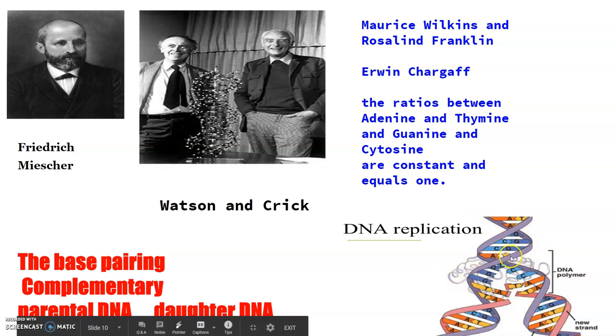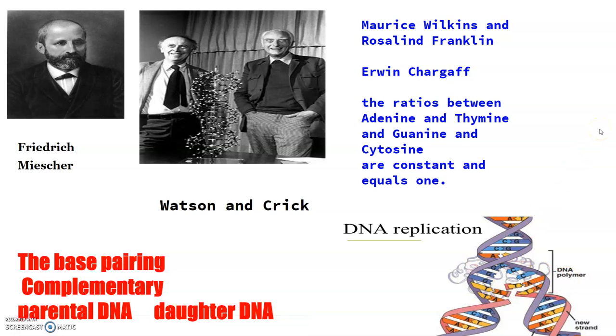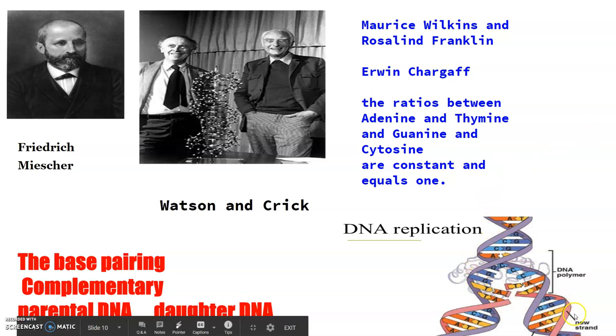So this is the parental DNA, and these are the daughter DNA, which can be formed during DNA replication. We can also call it the old strand and the new strand. So this is the new strand which is formed on the old strand because of the complementarity of the base pairs.